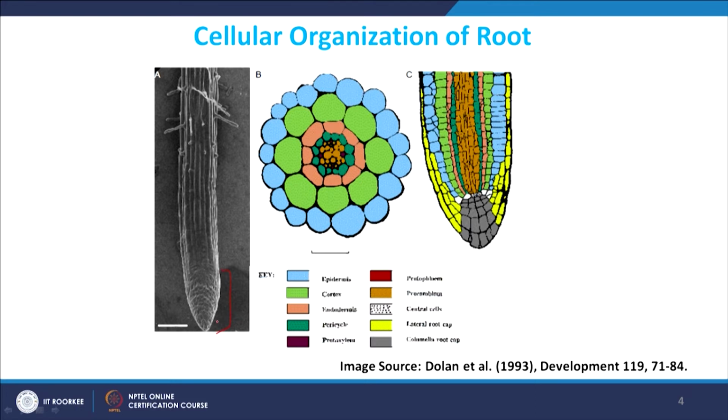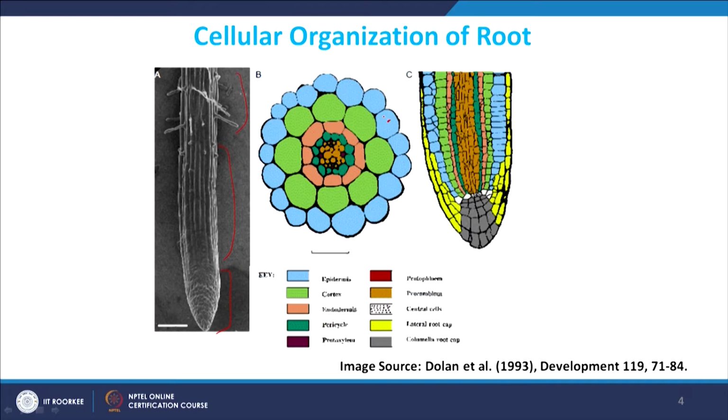The meristematic region is the region which mostly undergoes cell division, this is the region of cell elongation, and then here is the differentiation. And if you take a closer view, this is how the root tip looks, and if you make a cross section, you can clearly see these different cell layers.